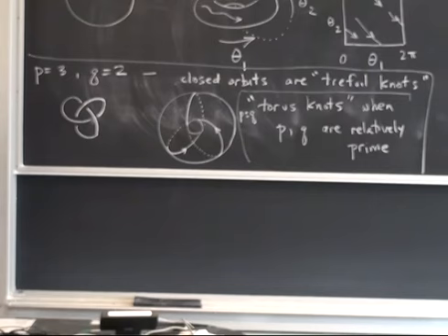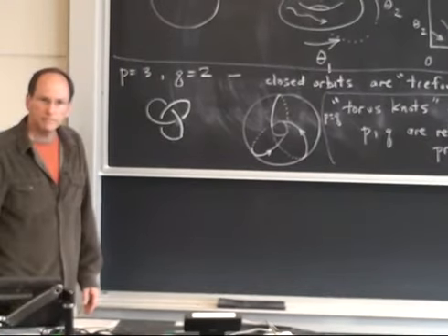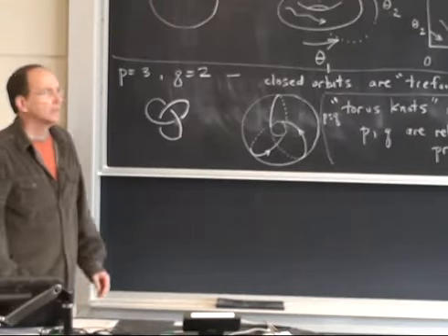Relatively prime means no common divisors. So they're not prime numbers. Like 8 to 3, 8 is not a prime number, but 8 and 3 don't have any factors in common. So that will still make a knot. But if they do have factors in common, like 4 to 2, that's not going to be a knot, I don't think. Yes? Isn't there always a way to reduce it so that it's always relatively prime? The ratio is the same.